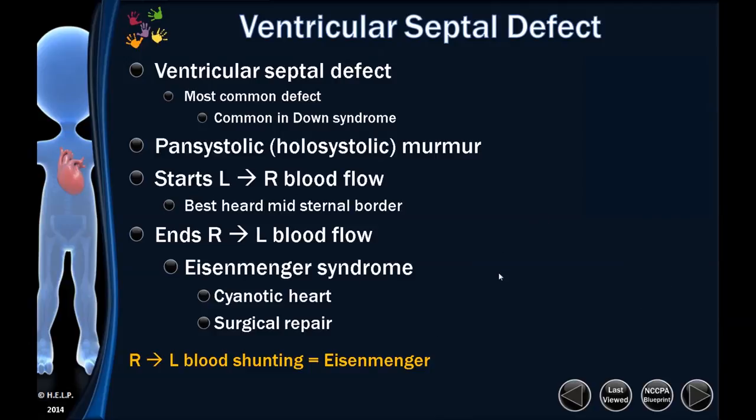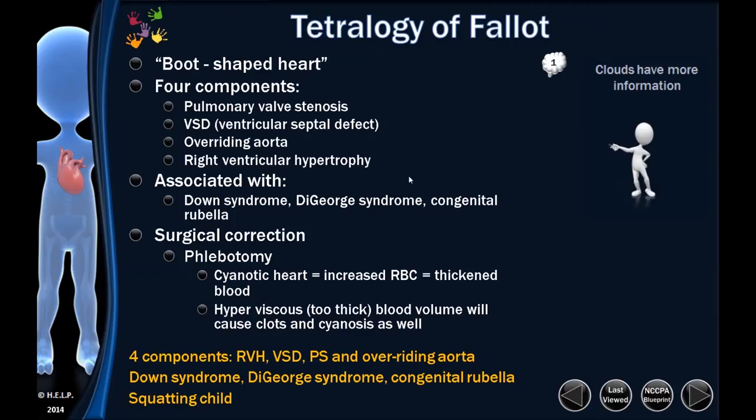And this is a condition that's irreversible. Once it shunts left to right, we can do surgery and fix it. But once it's going from right to left, you can no longer do surgery to repair the problem. If you do the surgery and close it, the left ventricle won't be able to push and the right ventricle won't be able to push blood into the lungs. So they end up not making it.